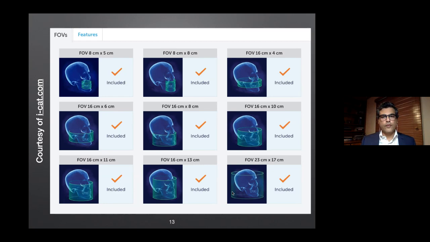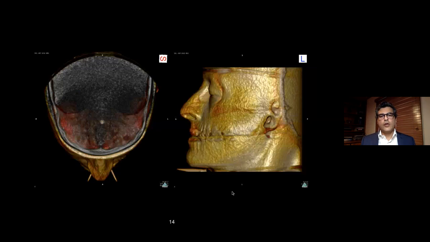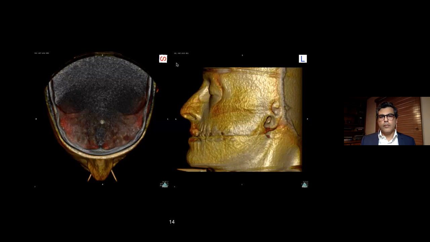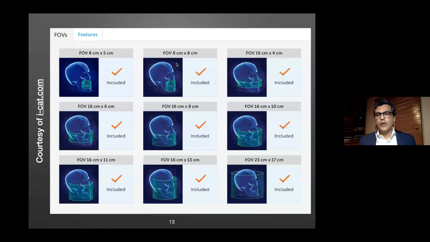So for example, this is a 3D reconstruction from a cone beam CT scan. What do you think the FOV would be? So let me go back here. I think it kind of matches. If we look here, the top is about the base of the skull, just above the lower part of the forehead, all the way down to the inferior border of the mandible. So it probably corresponds to 16 centimeters by 10 centimeters. That's about the medium, or the maxillofacial, field of view.